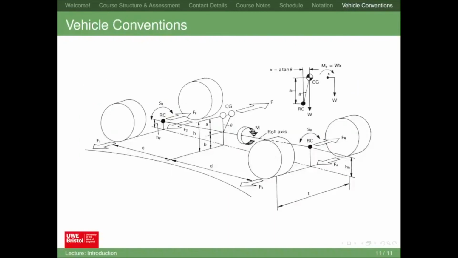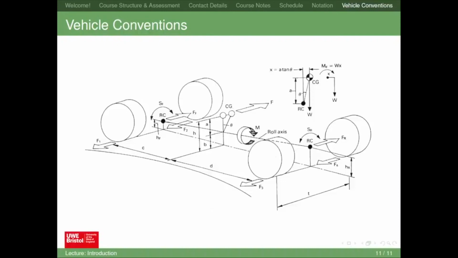And then the last bit of convention, this looks a bit complicated, but we're going to be using it when we start talking about cornering and roll. Basically, it's there as a reference, but we can identify some of the things. The front of the vehicle is this side here, on my diagram F1 and F2 are at the front. The back of the vehicle is back here.